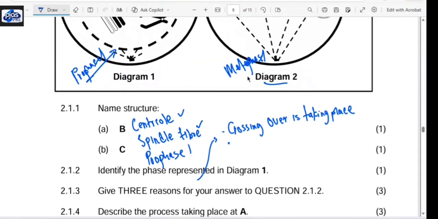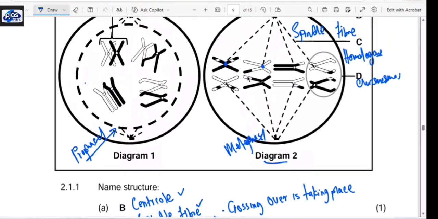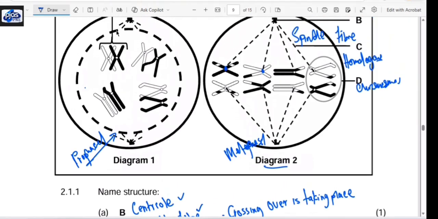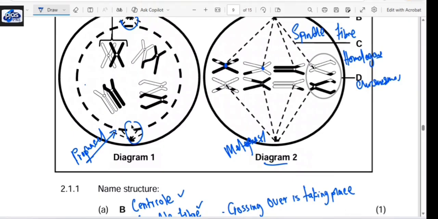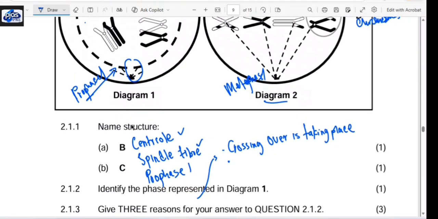All right, if you can check here, check here. You see, it tells me that the spindle fiber starts to form. So here, spindle fiber starts to begin, right? And what else?